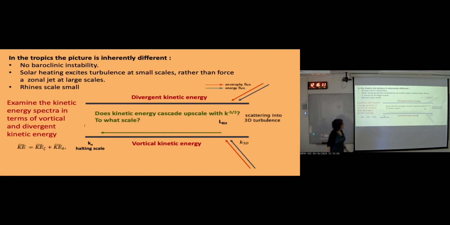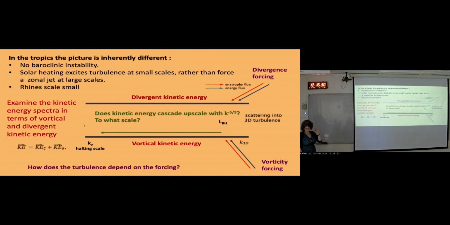And then we put energy and entropy, okay? We put energy, both divergent kinetic energy and vortical kinetic energy, into the system at the smallest scale, sorry. And then the question is, does this cascade upscale?